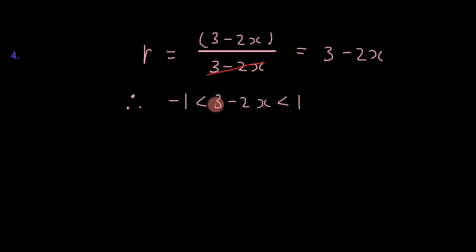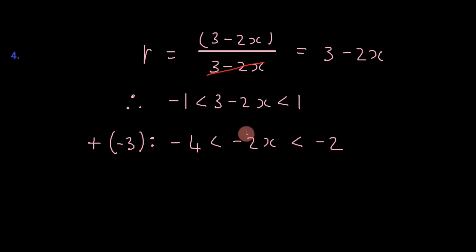We can first get rid of the 3 here by adding negative 3 through. So negative 1 minus 3 is negative 4. 3 minus 3 is 0, and we're left with negative 2x. This is less than 1 minus 3, which is negative 2.